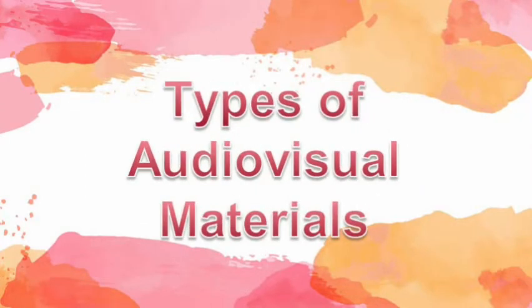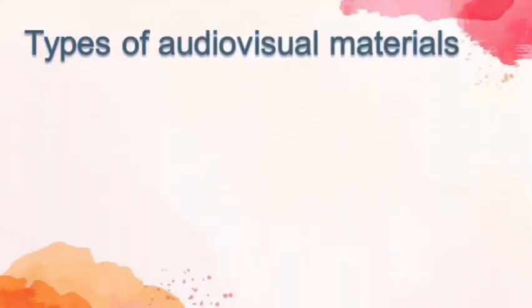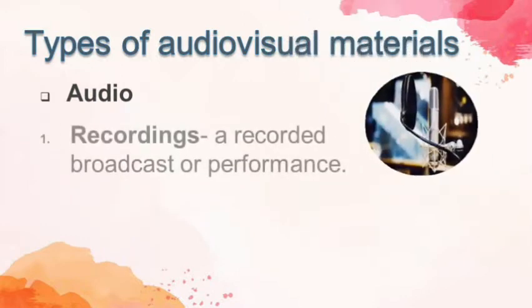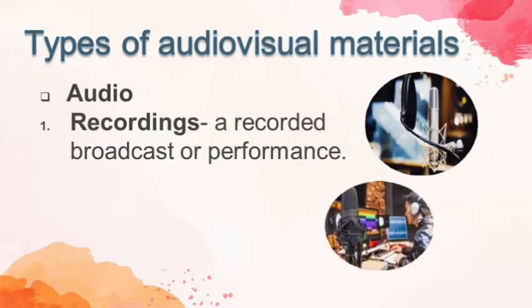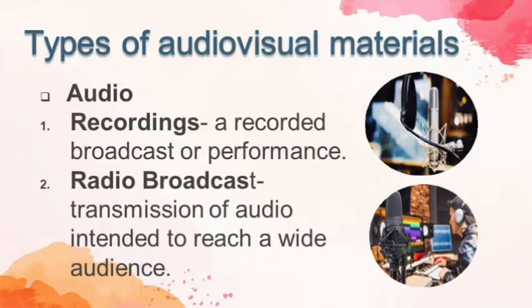Next are the types of audiovisual material. First, we have audio. Audio could be phone recordings and a radio broadcast. A recording is a recorded broadcast or performance. Second, radio broadcast. This is a transmission of audio intended to reach a wide audience.